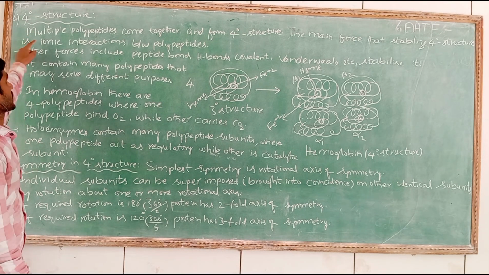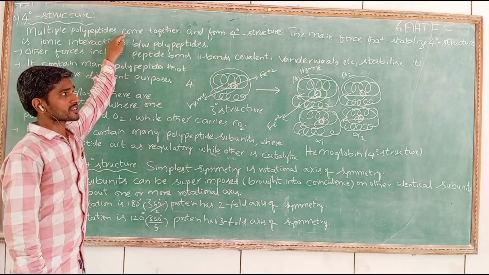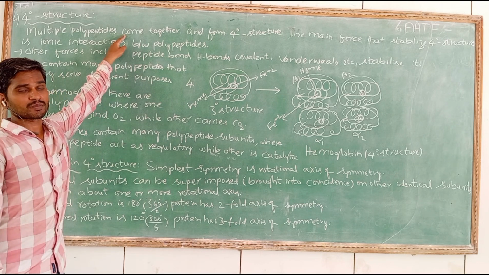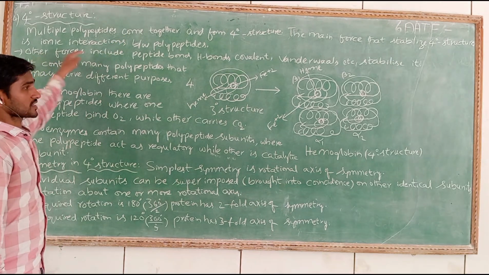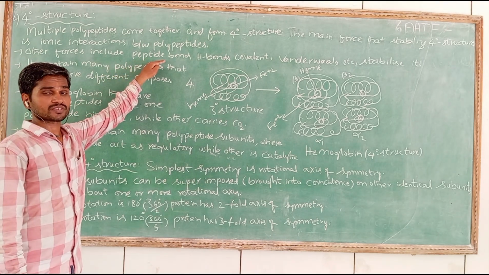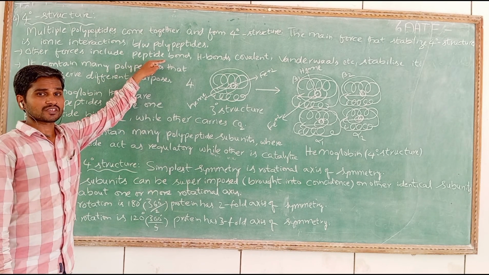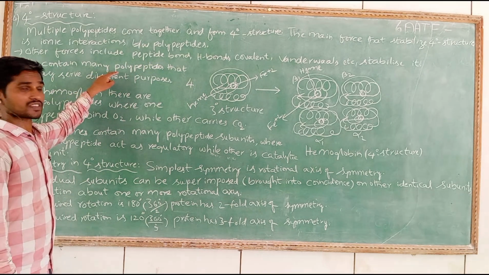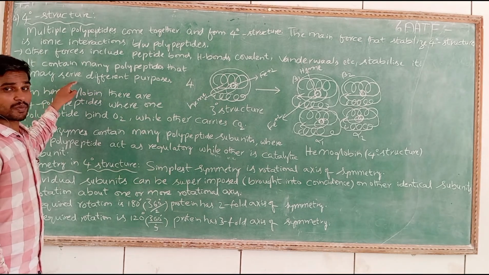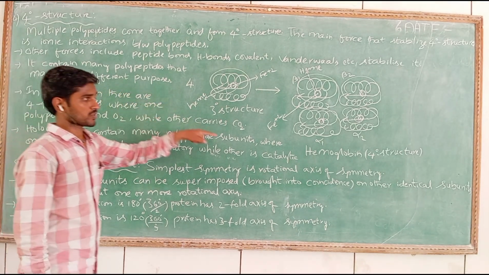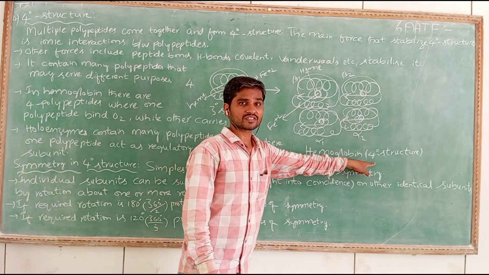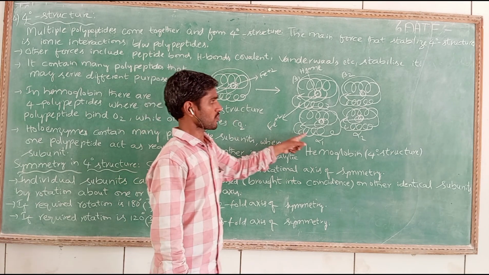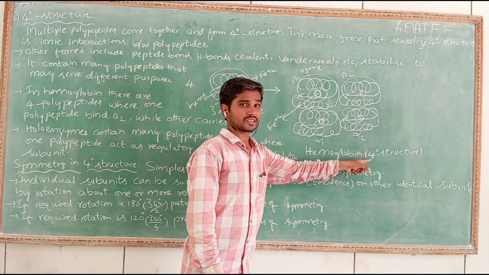Quaternary structure proteins: multiple polypeptides come together and form quaternary structure. The main force that stabilizes the quaternary structure is the ionic interactions between the polypeptides, and other forces such as peptide bonds, hydrogen bonds, van der Waals interactions, and covalent bonds also stabilize it. Quaternary structure contains many polypeptides, where different polypeptides have different functions. We have taken hemoglobin as an example. Here, four polypeptides of tertiary structure form one molecule of hemoglobin.